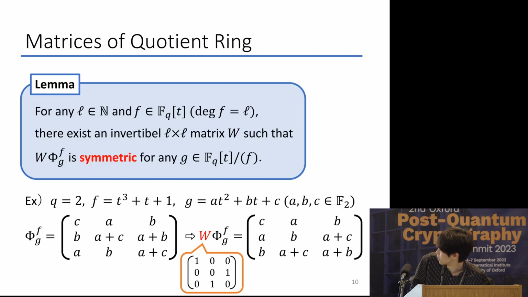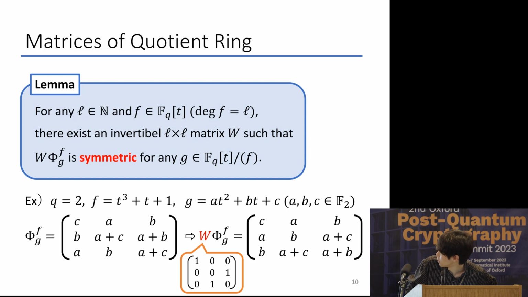And actually, this lemma shows the existence of such a matrix W for any positive integer L and polynomial F with degree L. There exists an invertible L by L matrix W, such that W phi is symmetric for any element G in the quotient ring. And actually, such a W can be easily computed.